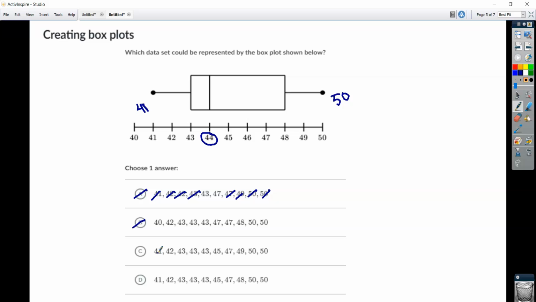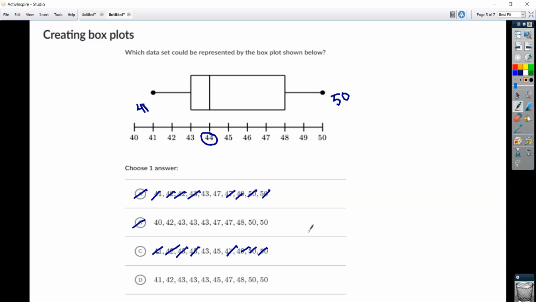Let's see if we find the median to be 44 in this case. So 41's gone, 50's gone, 42, 50, 43, 49. Oh, this might be the one. Okay, so 43 and 45. If you add 43 plus 45, you're going to get 88, and divide that by 2, you will get 44. But even if you just think about it, think about what number is between 43 and 45. Well, that is 44. So that's an option. So it passes that test.